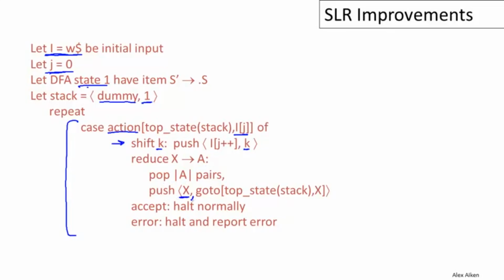And now the question is, what DFA state goes onto the stack? Well, now that we've popped the stack, we can look at the new top state of the stack. The DFA state that is now on top after we've done the pops will tell us what the final state of the DFA was on what is left of the stack. And then, now that we're pushing X onto the stack, we want to know what state the DFA would go into on the transition labeled X. And so we use the goto table to look that up. The current top state of the stack on symbol X, where does the DFA go? That is the state that gets pushed onto the stack.